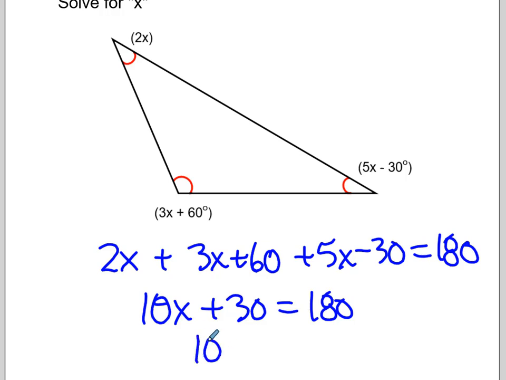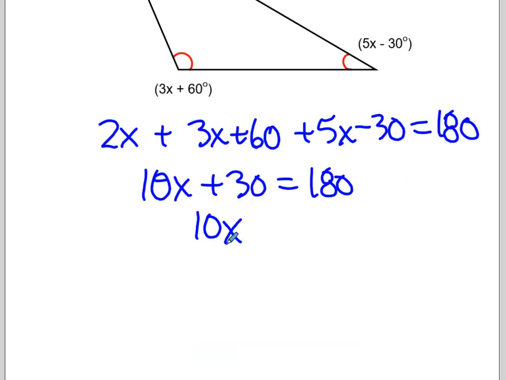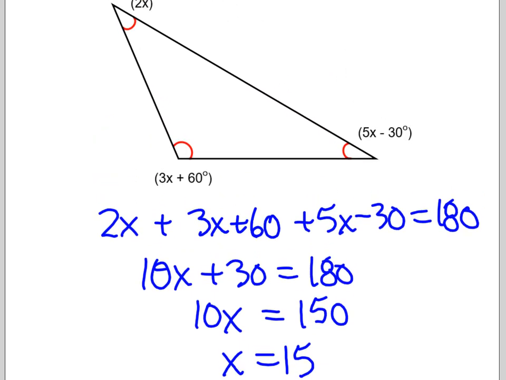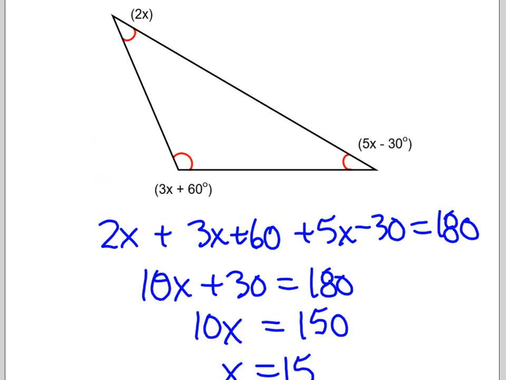Okay, and then let me give myself a little more room here. I'm going to subtract 30 from both sides. I'm going to divide both sides by 10. That leaves me with an x value of 15. Now if I go back up here, I should be able to use that, 2 times 15. This would be 30 degrees. This would be 5 times 15, so that's 75 minus 30.